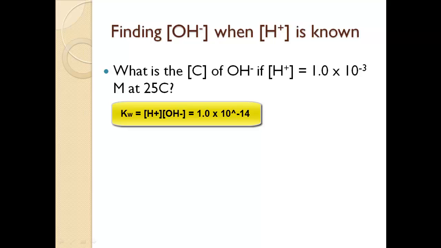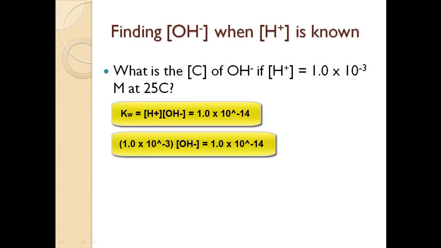But they gave you the H plus concentration, so it would just be 1.0 times 10 to the negative 14th is equal to 1.0 times 10 to the negative 3 times the concentration of OH. So you solve for the concentration of OH, and you end up getting 1.0 times 10 to the negative 11th molar. Remember, the constant was negative 14, so if the H plus is negative 3, then the OH must be negative 11. They have to add up to negative 14. That's the constant. So you really don't even have to use your calculator for this. You can just figure it out in your head.